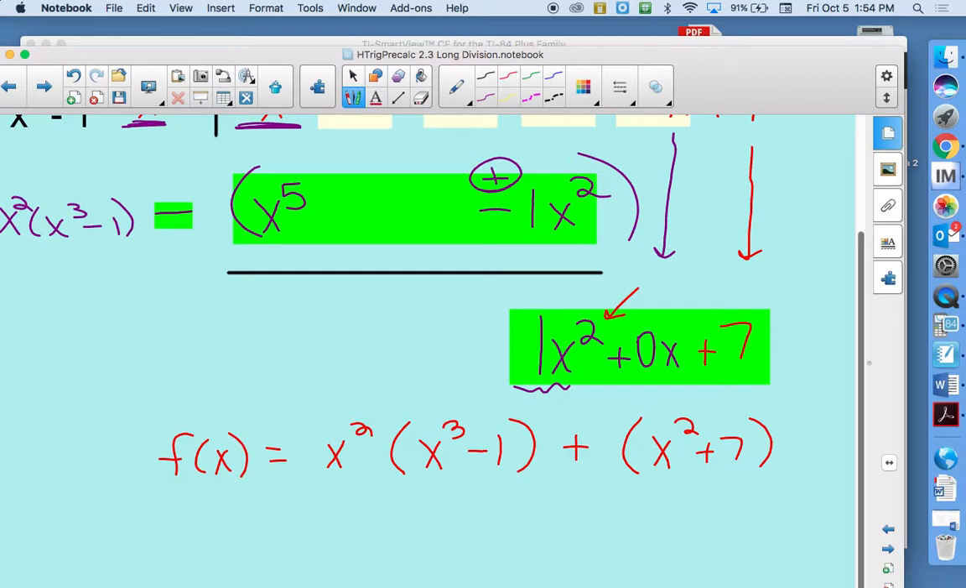I would like to do the last problem, just so you can see how it works with a trinomial.